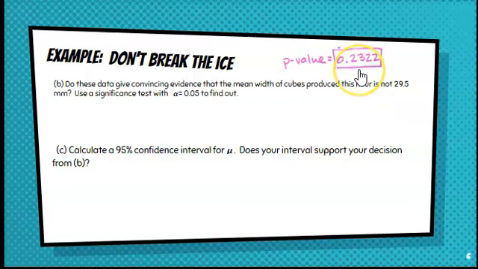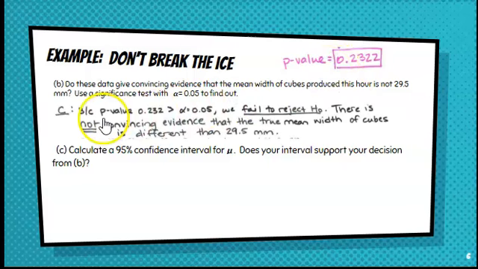All right, so I just copied my p-value onto the slide so we can do our conclusion here. Remember, we start by comparing our p-value to our alpha. I would say: because the p-value of 0.232 is greater than our alpha of 0.05, we fail to reject the null. There is not convincing evidence that the true mean width of cubes is different than 29.5 millimeters. This whole phrase is just your alternative hypothesis. You either have convincing evidence for it or you don't. If we fail to reject, we do not have convincing evidence.